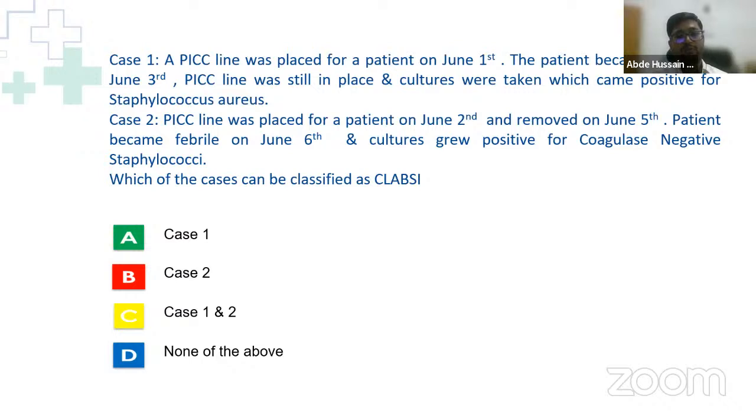Second case: a PICC line was placed for a patient on June 2nd and removed on June 5th. The patient became febrile on June 6th, and the cultures grew coagulase-negative staphylococci. Is this a case of a central line-associated bloodstream infection again? So which of the cases: either case 1, case 2, cases 1 and 2, or none of the above? So let's see.